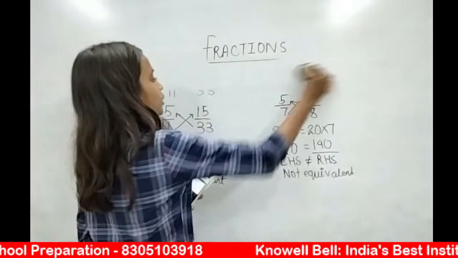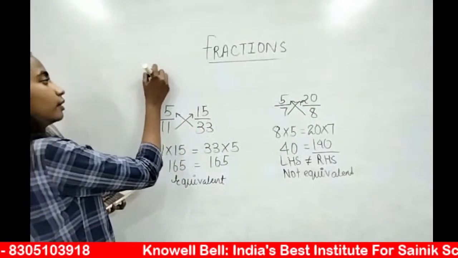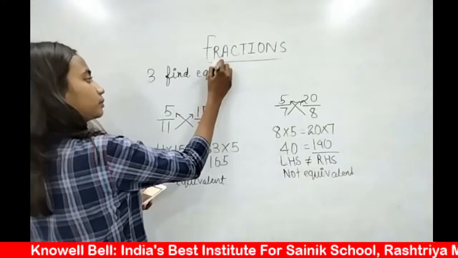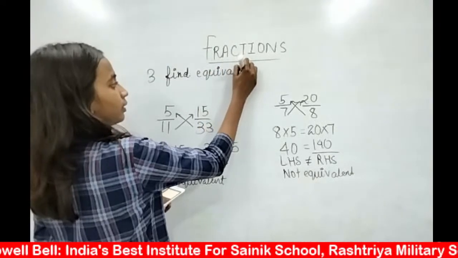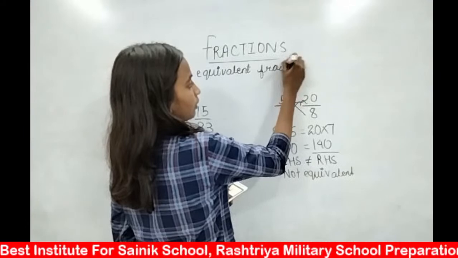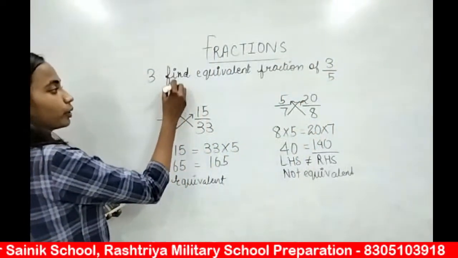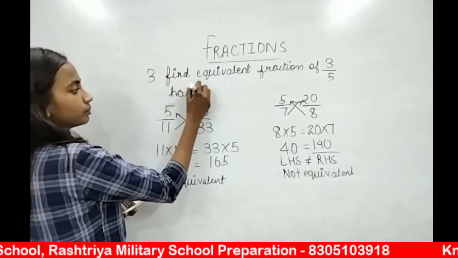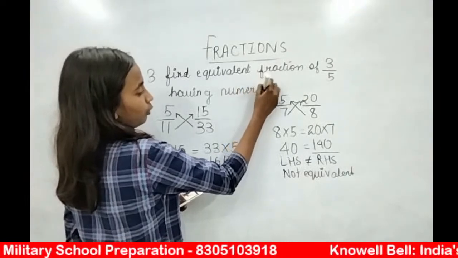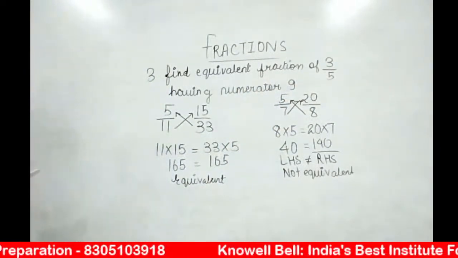Okay. Next question is: find the equivalent fraction of 3 by 5 having numerator 9. What should be the numerator? The numerator of the equivalent fraction should be 9.